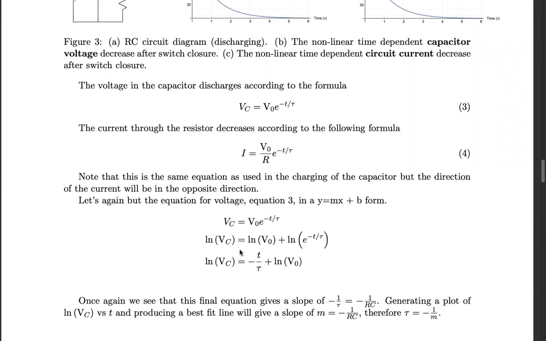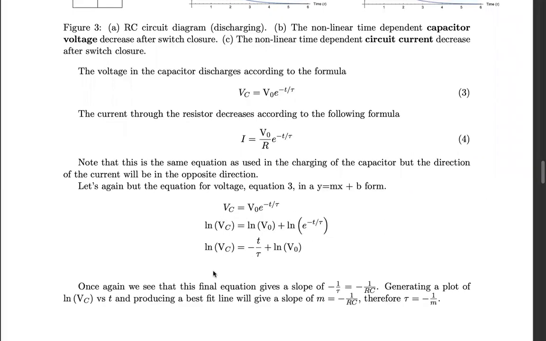Take the logarithm of both sides, and we'll come up with a similar process. We'll come up with the natural logarithm of the voltage of the capacitor equals minus t over tau plus ln V0. So once again, we see that this final equation gives a slope of minus 1 over tau, which is equal to minus 1 over RC. Generating a plot of ln Vc versus t and producing a best fit line will give a slope of m equals minus 1 over RC. Therefore, tau, the time constant, is equal to minus 1 over m.